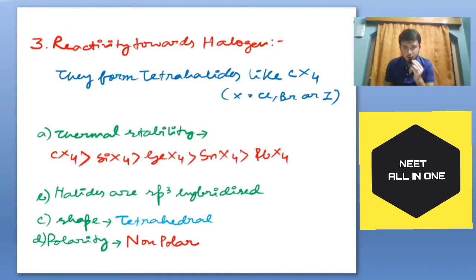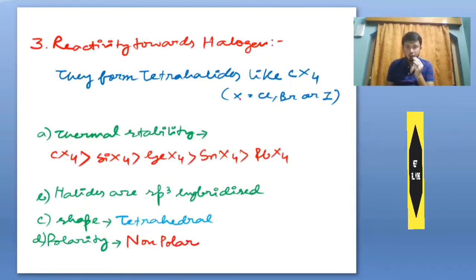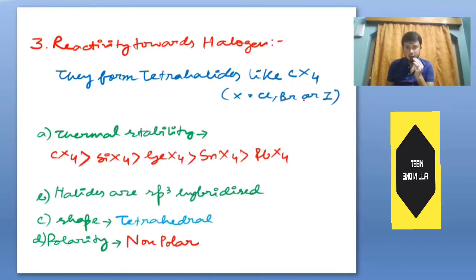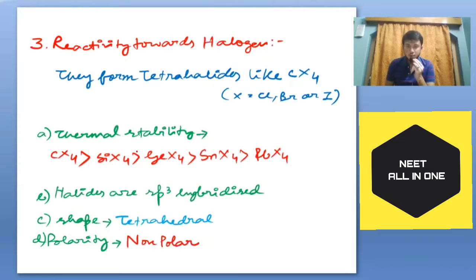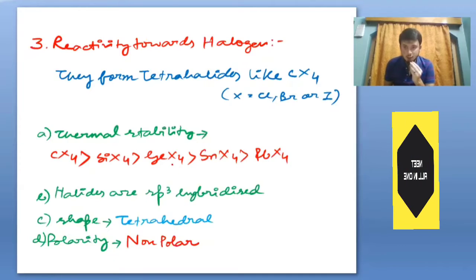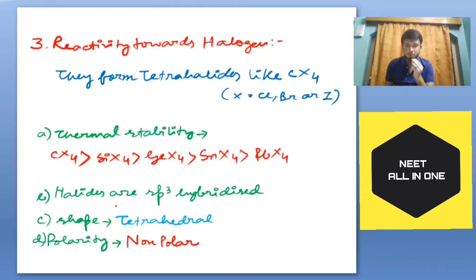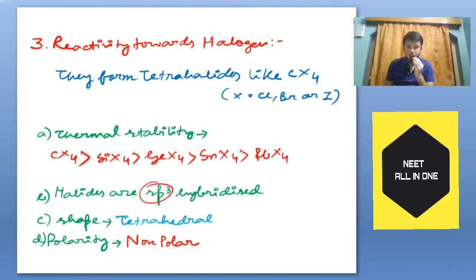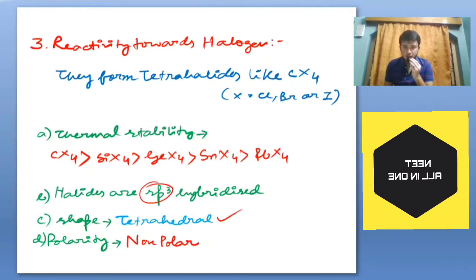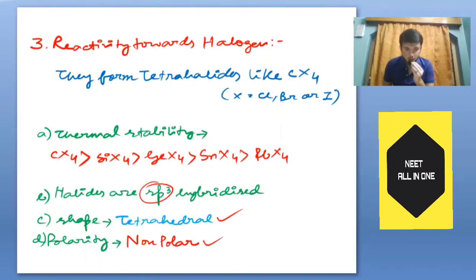Now reactivity towards halogens. Now they form tetrahalides like CX4, where X is denoted as Cl, Br or I. Now what will be the thermal stability of the halides? That is CX4 greater than SiX4 greater than GeX4 greater than SnX4 greater than PbX4. Now the halides are sp3 hybridized, okay, and the shape will be tetrahedral. Polarity is non-polar.